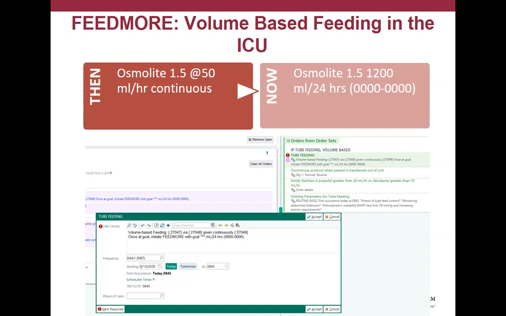And then there's an order set for this. It's a volume-based feeding order set, and it takes into account things like if their propofol dose is increasing, if pressor doses are changing, and different holding parameters. And like I said, it's not on the floor.